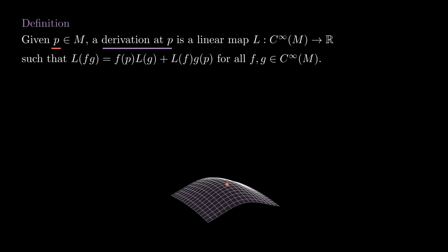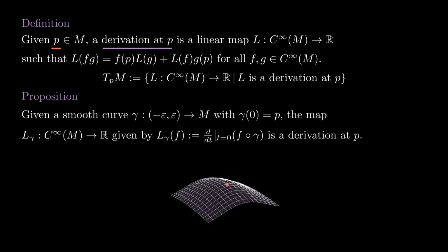Given a smooth manifold M and a point P in M, a derivation at P is a linear function L from C infinity of M to R that satisfies the Leibniz property at P, meaning that if we evaluate L at a product fg, then the result is L of f times g at P plus f at P times L of g. The set of derivations at P forms a vector space that we denote by T_P M. This vector space is very closely related to the set of curves passing through P.